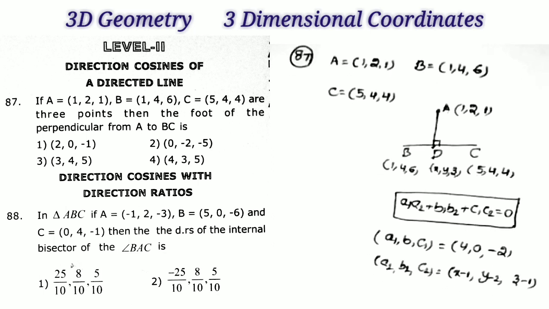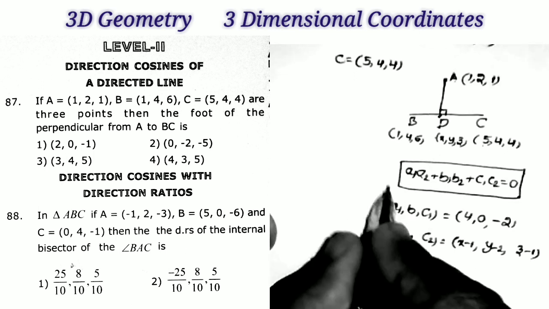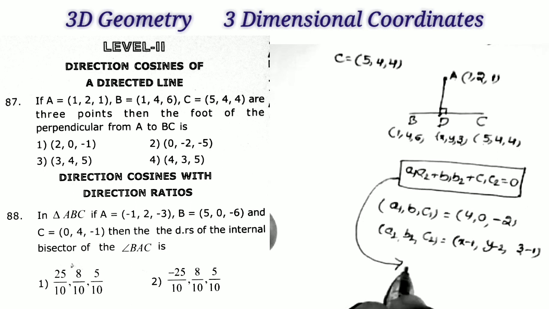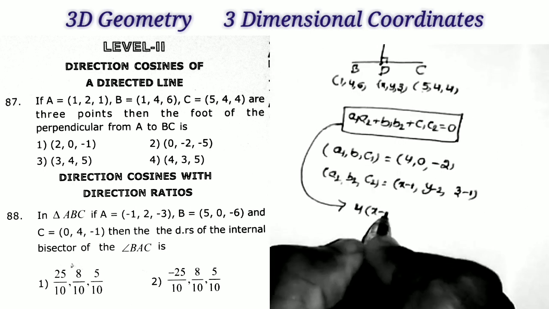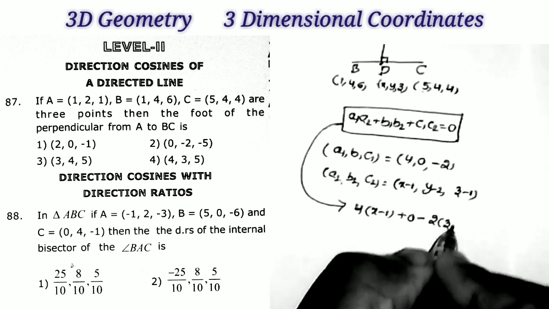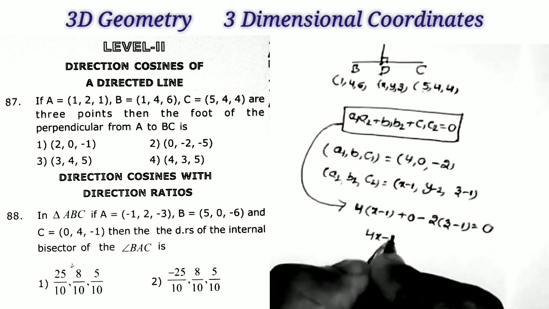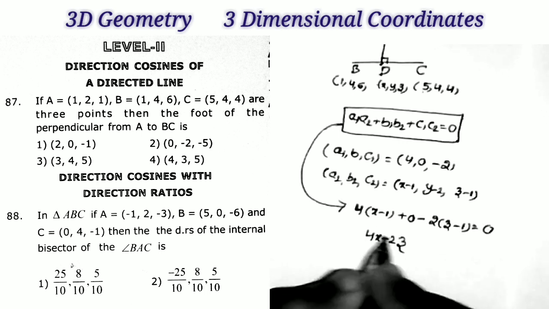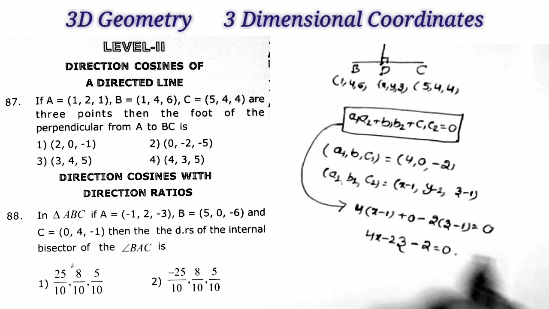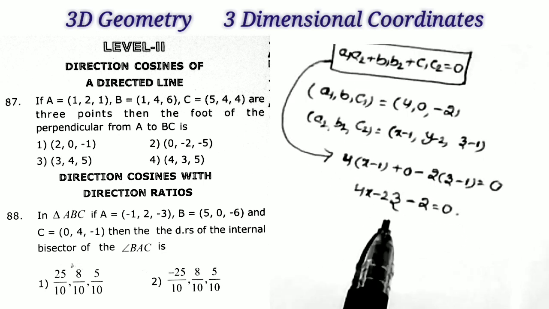Now what is the condition? Since these two lines are perpendicular to each other, a1a2 plus b1b2 plus c1c2 is equal to 0. Now replacing the values, 4 into (x minus 1) plus 0 plus (minus 2) into (z minus 1) is equal to 0. After simplification, we get 4x minus 2z minus 4 plus 2, that is minus 2, equal to 0. This is the condition which is satisfied by the foot of the perpendicular.